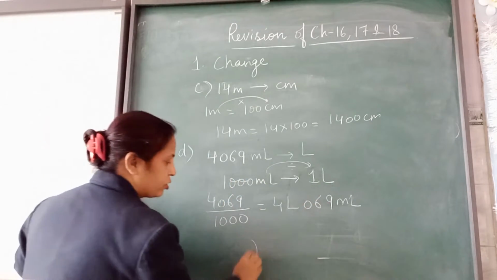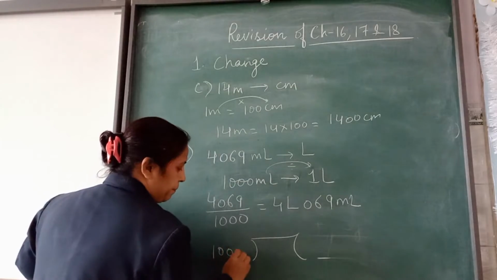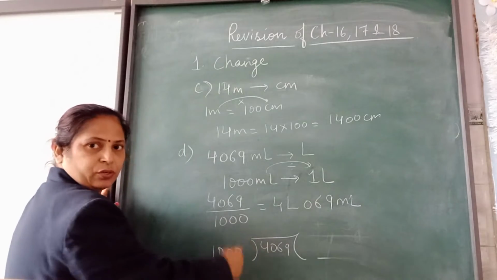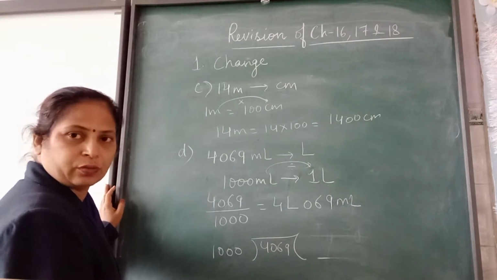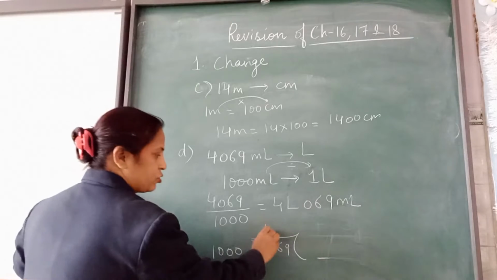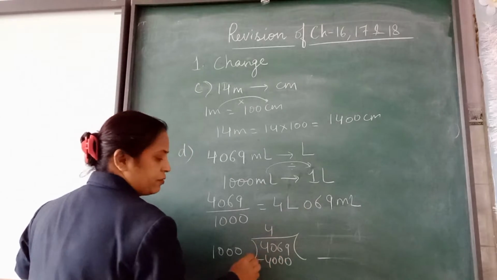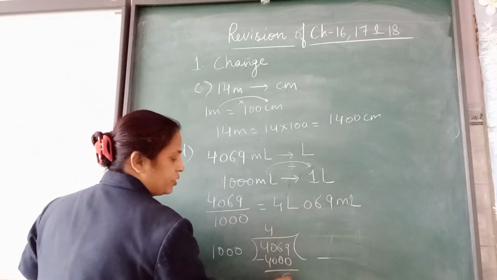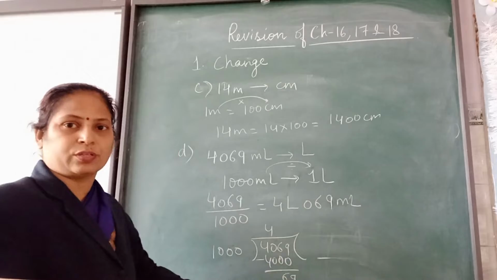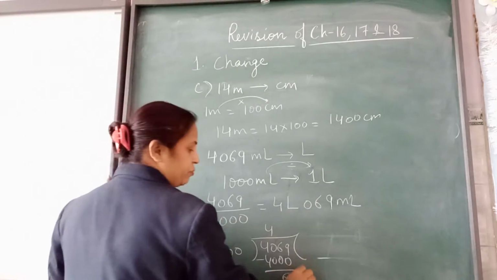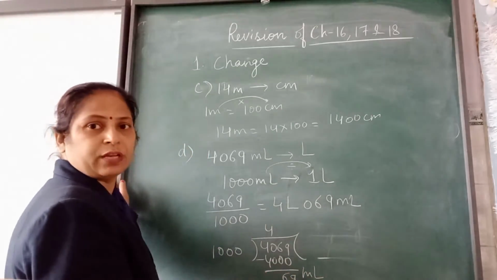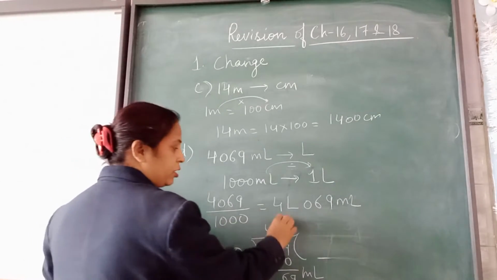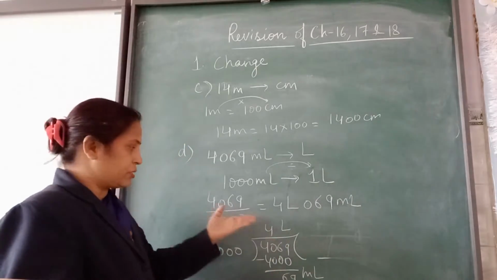And if you divide also, I'll show you. This is a 4-digit number. Now you divide: 1000 ones are 1000, 1000 twos are 2000, 3s are 3000, 4s are 4000. So 4000, because 1000 5s are 5000 will be bigger than this dividend, 4069. When you divide, you will get the remainder 69, a 2-digit number. Now 69 will be your milliliter part, because the remainder part is always your smaller unit, and the quotient part is your bigger unit. So this way also you can do it, but this is the easiest way.